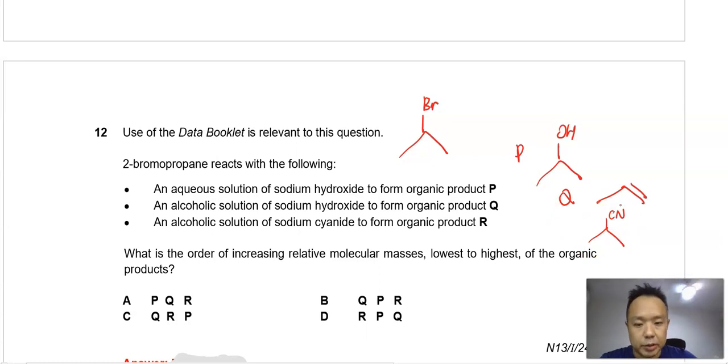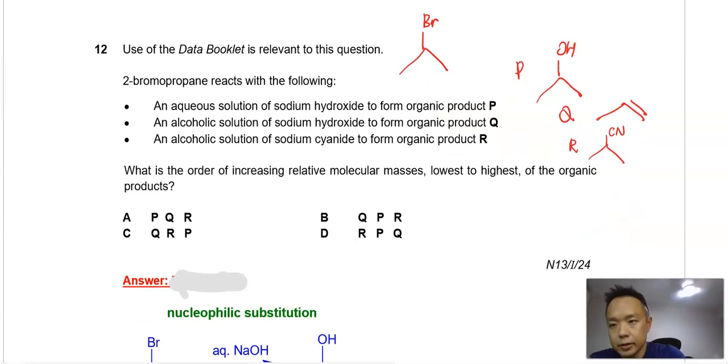In this case, we are supposed to look at the products and rank them from lowest to highest. So of course, Q will be the lowest, then R will be the highest. Q lowest, R the highest. Just calculate Mr, and therefore Q is smaller than P, smaller than R. Answer will be B. So you just have to calculate the Mr. It's quite obvious. When you do elimination, definitely the Mr will be the smallest.